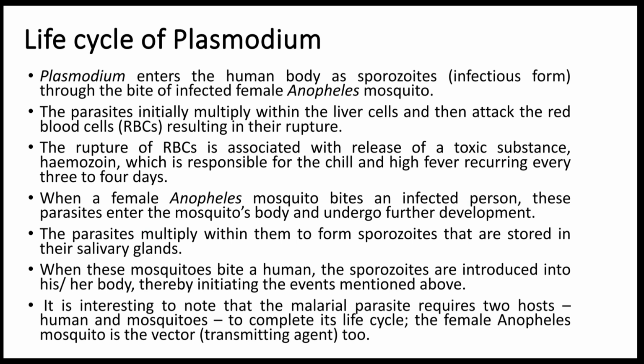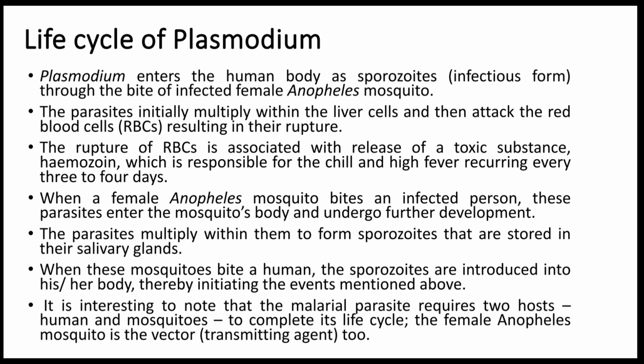Then the life cycle of Plasmodium: it enters the human body as sporozoites through the bite of an infected female Anopheles mosquito. The parasite initially multiplies within the liver cells and then attacks the RBCs, resulting in their rupture. The rupture of RBCs is associated with release of a toxic substance, haemozoin, which is responsible for chill and high fever recurring every 3 to 4 days.